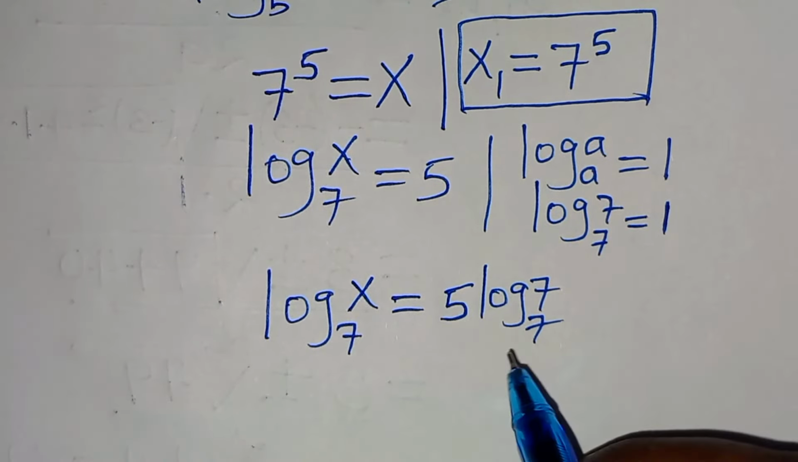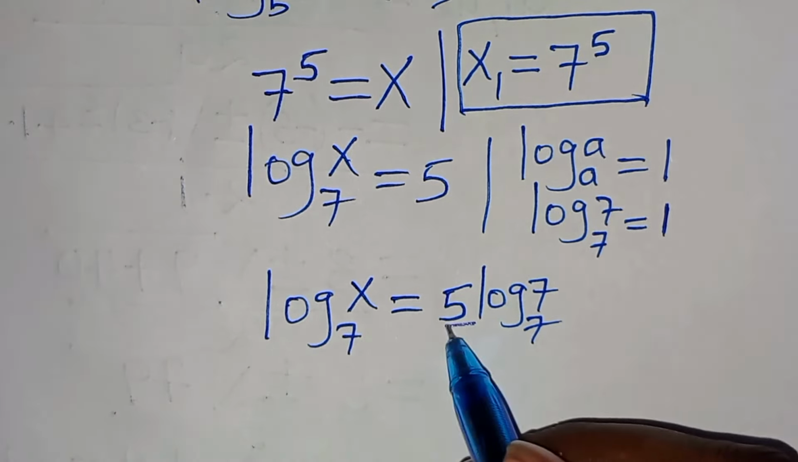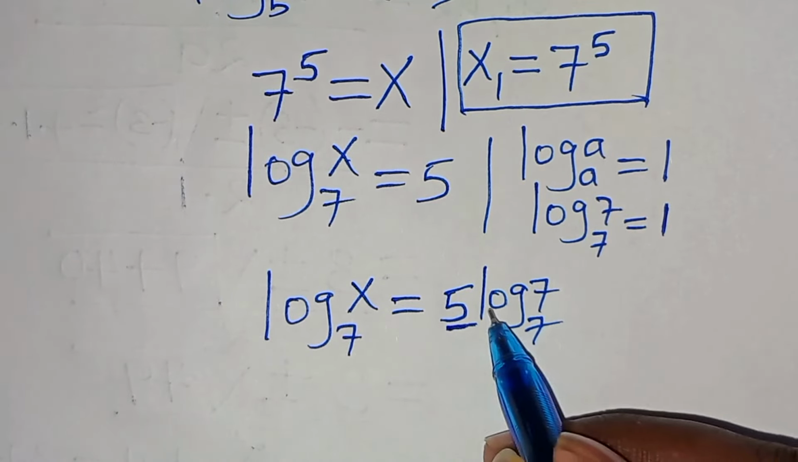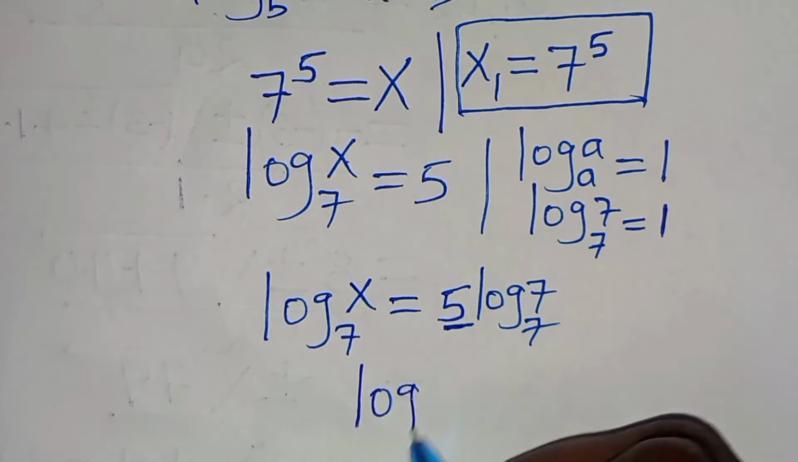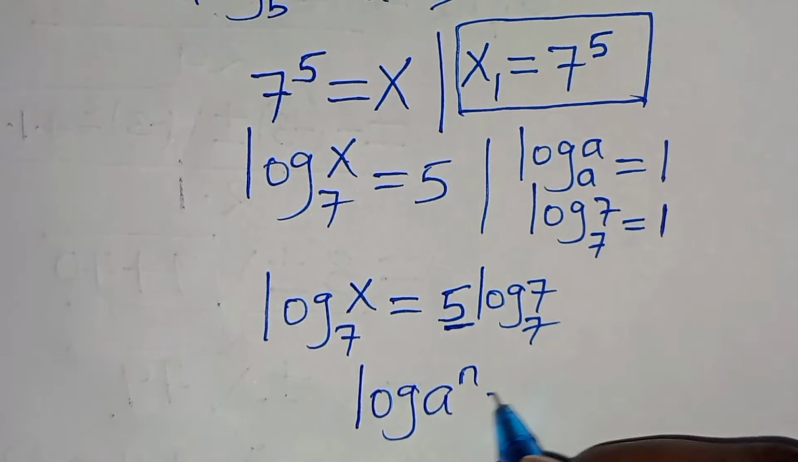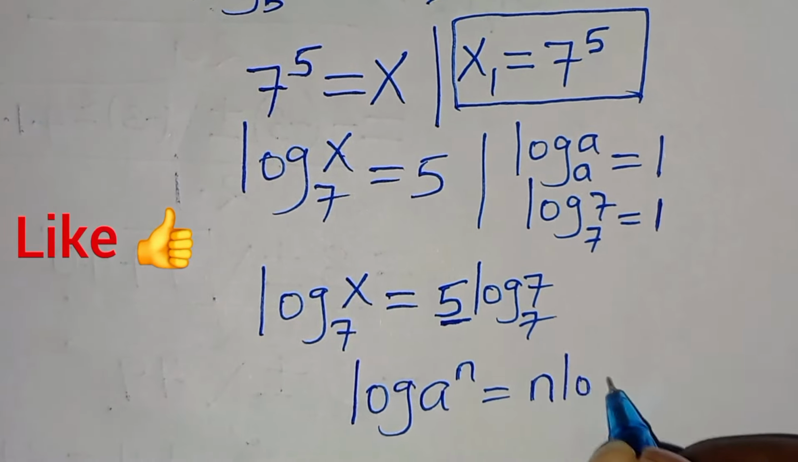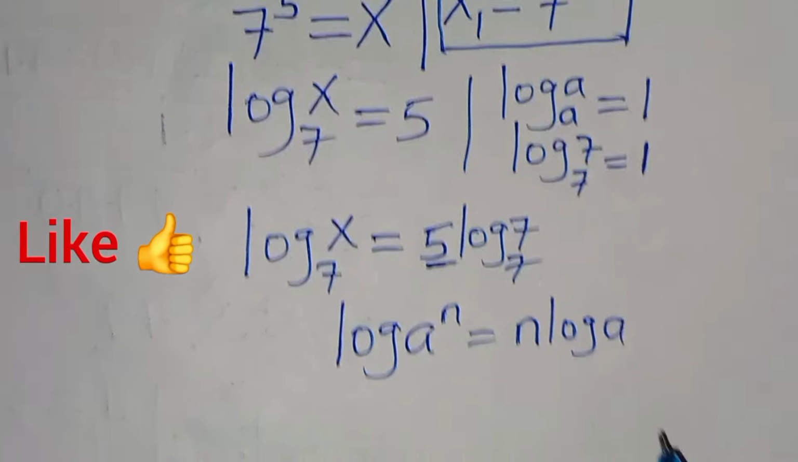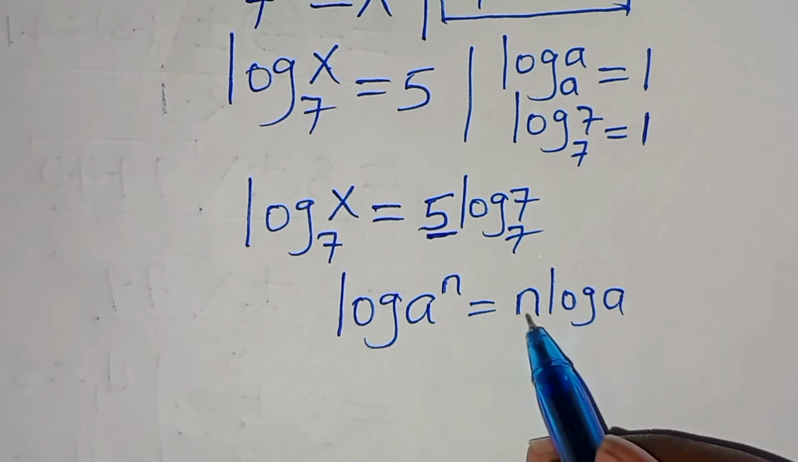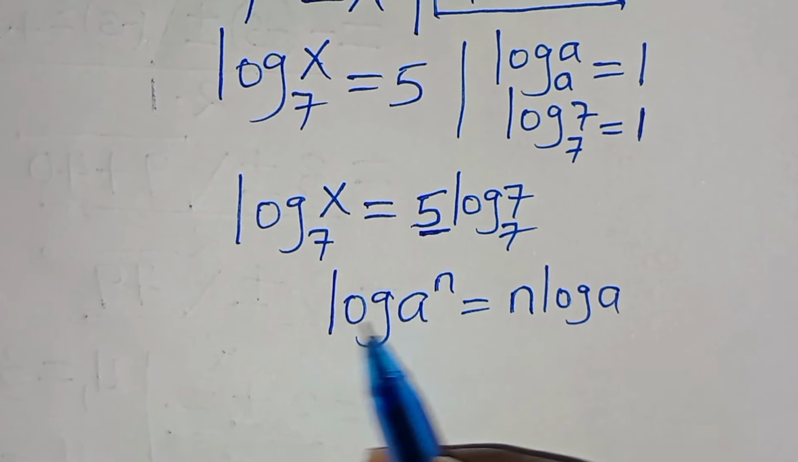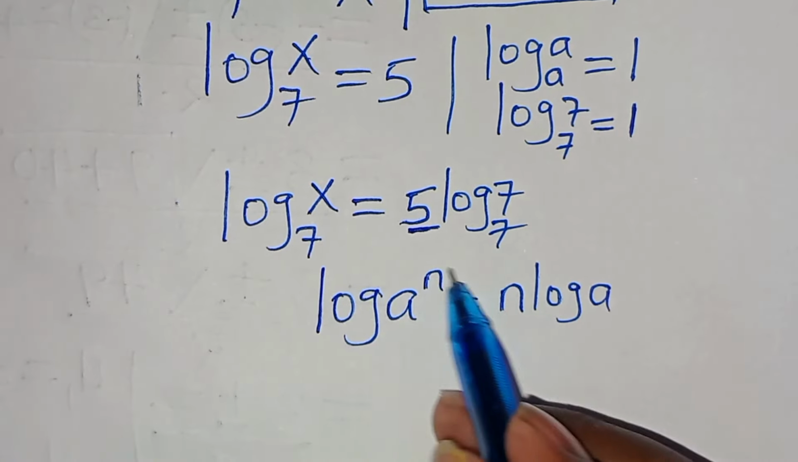And in this case, we have that 5 is a power here. Remember 5 log 7 to base 7. This is actually in the form of, remember if you have log a to the power of n, this can be expressed as n log a. So we have that 5 log 7 to base 7 here is in this form. So we can transform it in the form of log a to the power of n.